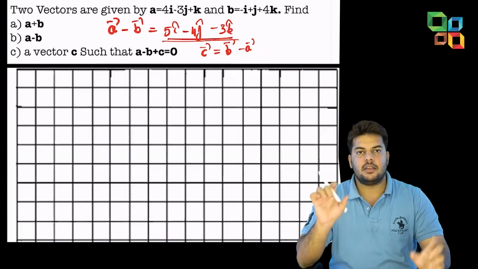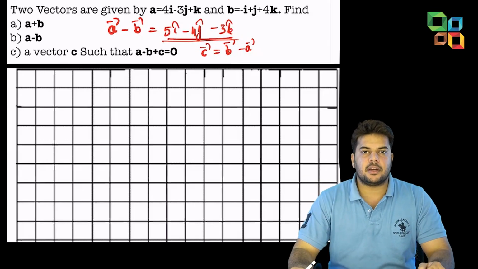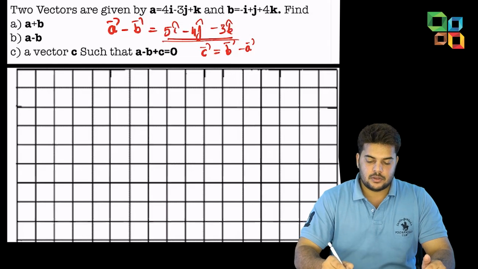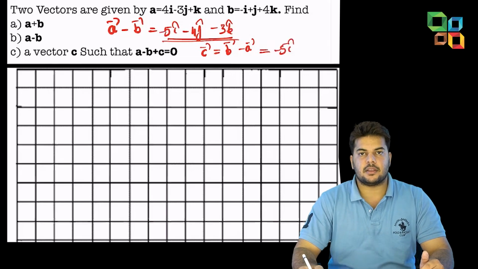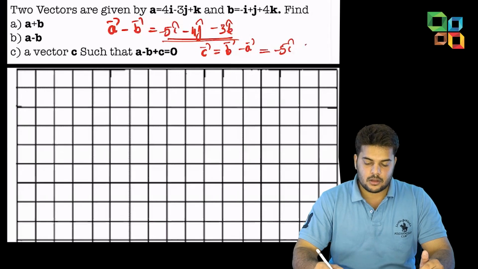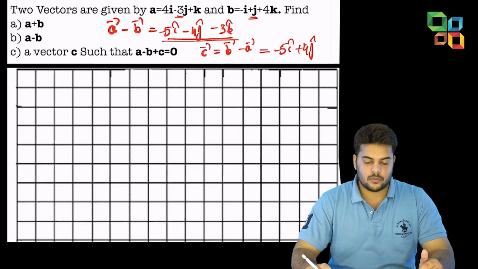Because A minus B and B minus A, we have seen that already. B minus A, if you multiply A minus B by the negative sign, you get the answer. So C is equal to B minus A. Or you can do it directly. Minus 1 minus 4, that is minus 5, which is as good as multiplying by the negative sign. And then you would have plus 4j, because it is 1 minus of minus 3, which is 4, and 4k minus k, that is plus 3k.